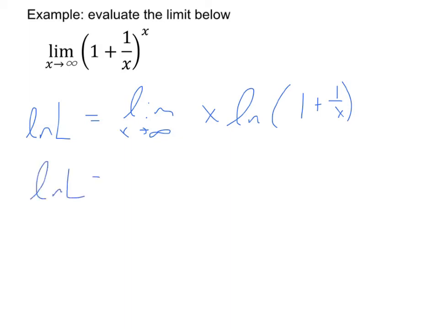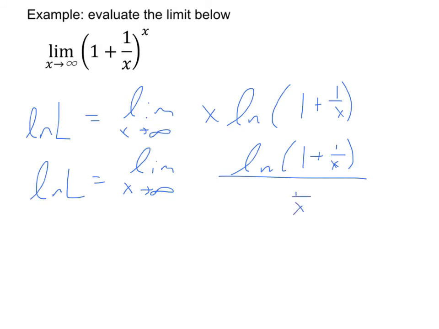So next up, we rewrite the right-hand side so that it looks like a fraction. So we get the natural log of 1 plus 1 over x, all over 1 over x. Okay. We could check in real quick here, make sure we're still in indeterminate form. As x approaches infinity, we get the natural log of 1, which is 0, my mistake, which is 0 over 0. So we're still indeterminate, we keep going.